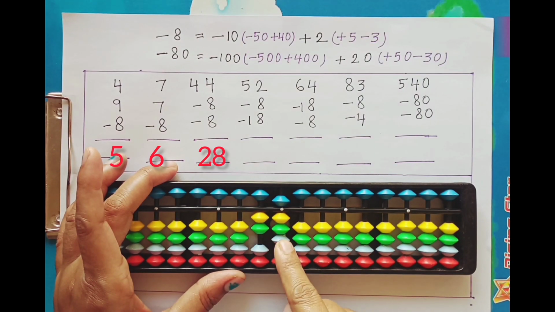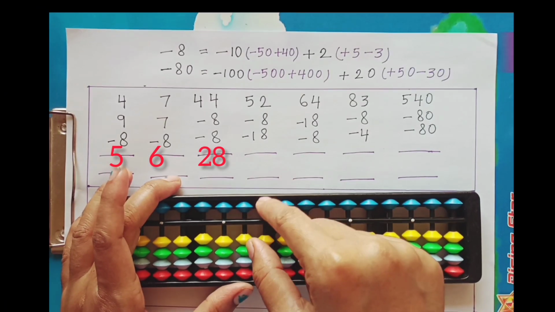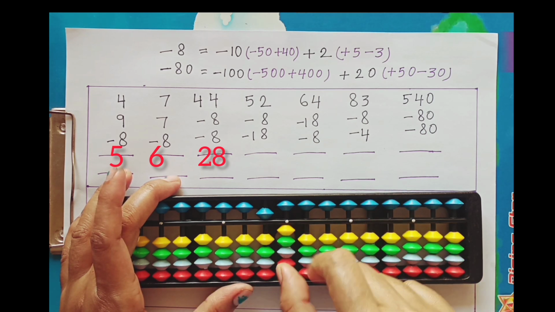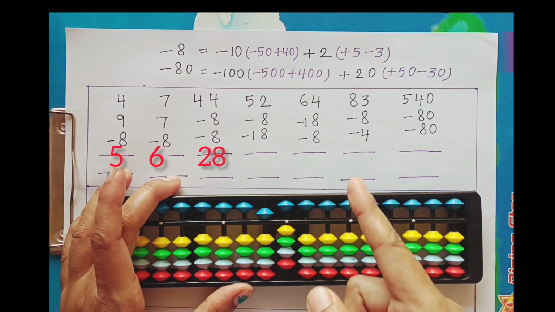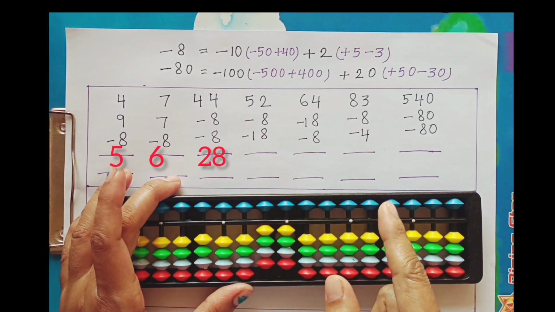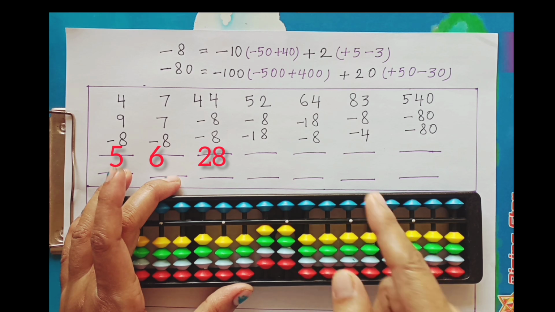The answer is 28. 52 minus 8. We cannot subtract 8 directly. To apply tens complements, we need to subtract a 10, add a 2. We can add a 2 but we cannot subtract a 10. To subtract a 10, we will apply a different formula. Subtract a 50, add a 40. That is the combined formula or mixed complements.